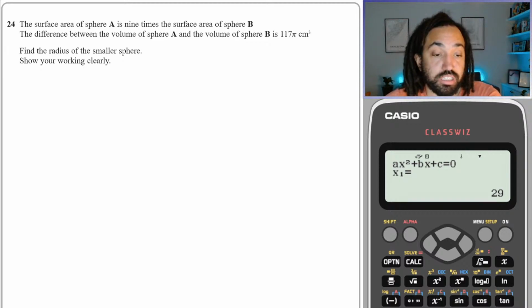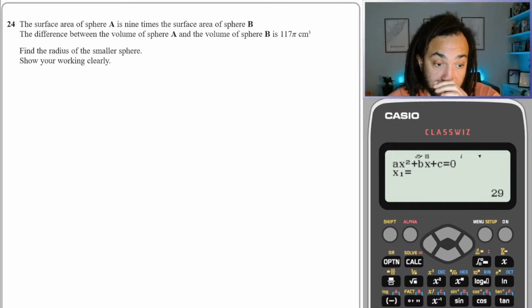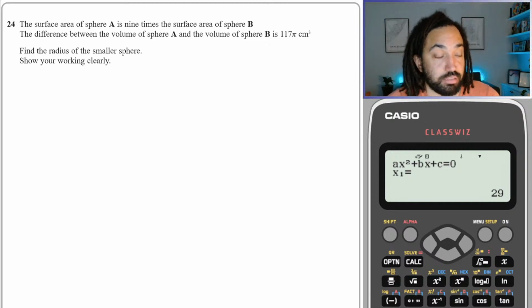Why can't you take minus... You can take it to the other side to make it positive. It just means you have a negative n squared, but it'll still solve exactly the same. So it doesn't matter which side you set equal to 0. It will solve exactly the same.